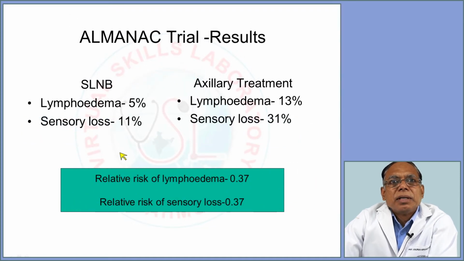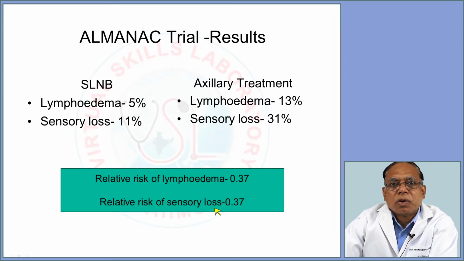And it was observed at the end of 1 year, the occurrence of lymphedema was only 5% in patients who had sentinel node mapping compared to 13% women following full axillary dissection. The incidence of sensory loss was only in the tune of 11% in women undergoing sentinel node mapping compared to 31% of sensory loss in women having full axillary dissection. Thus, the relative risk of lymphedema was reduced to 1/3 or 0.3 by performing sentinel node mapping.